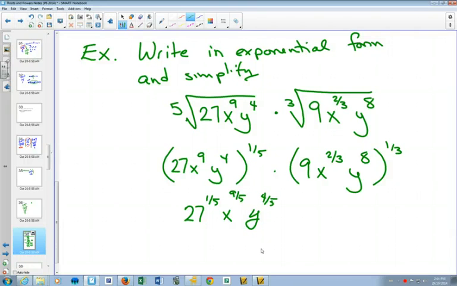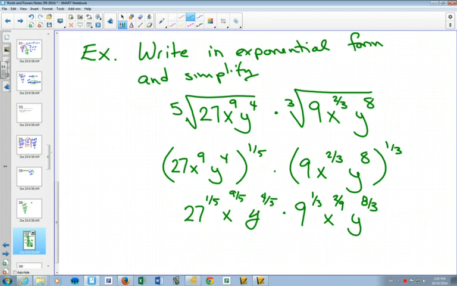First one was pretty good. The second one involved an additional fraction, 9 to 1/3. x to the 2/3 to the 1/3, multiply those together, you get 2/9, because 2/3 times 1/3 is 2/9. And then you still have y to the 8/3. Good. So this is part 1 and part 2, changing each of those to fractional exponents. Now, is there anything we can simplify?